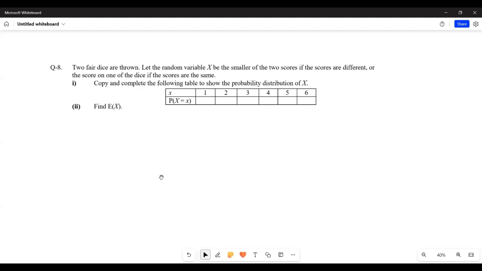Okay, so you're throwing two dice and you're recording the smaller score. And if by chance you get the same score on both dice, then your score is one of those values. So now how do we show all the outcomes? Copy and complete the table to show the probability distribution of x. So 1 means that the score is 1.